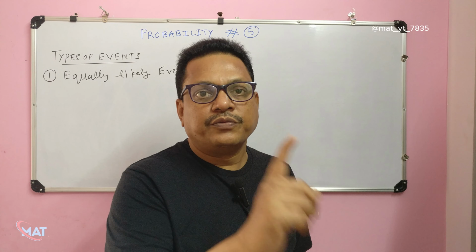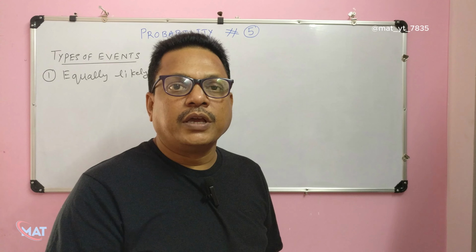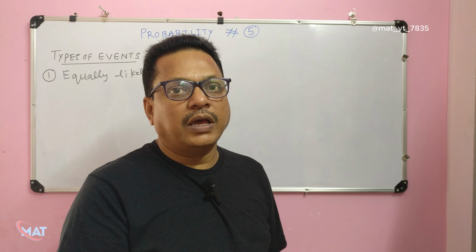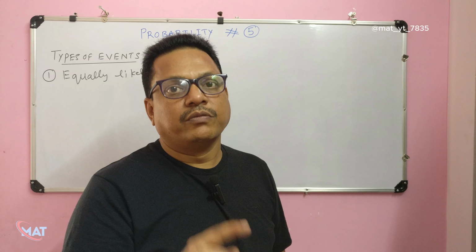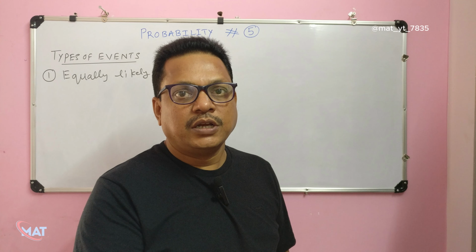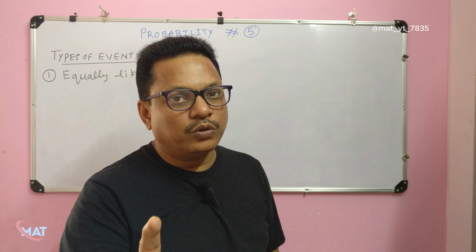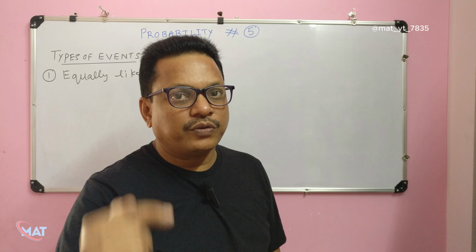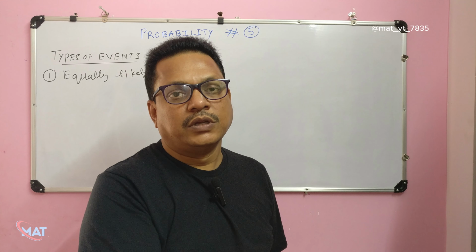For example, if I take a box containing 5 blue balls and 5 red balls of the same structure, then picking a blue ball will have the same chance, that is 1 over 5. Out of 5 blue balls, if you want to select one blue ball specifically, 1 over 5. Similarly, for red also 1 over 5.